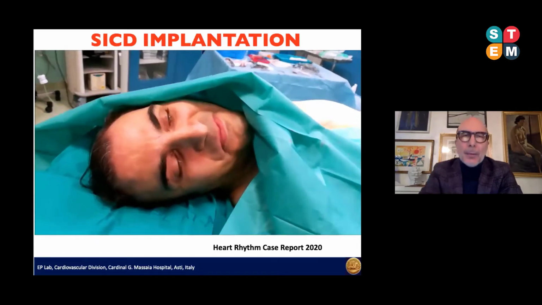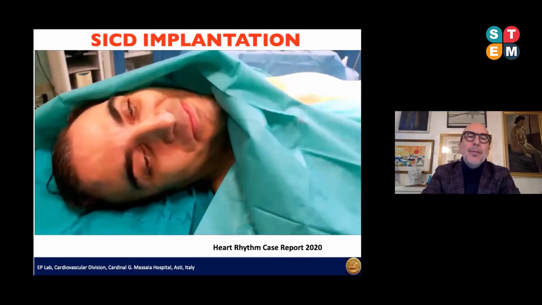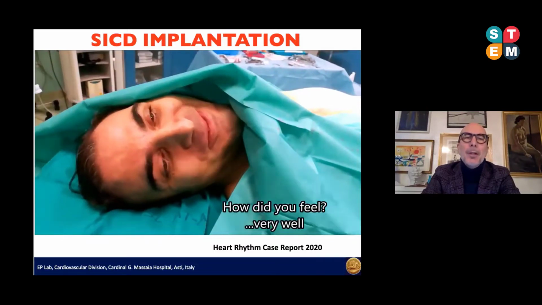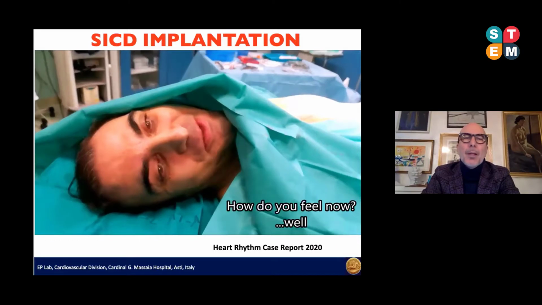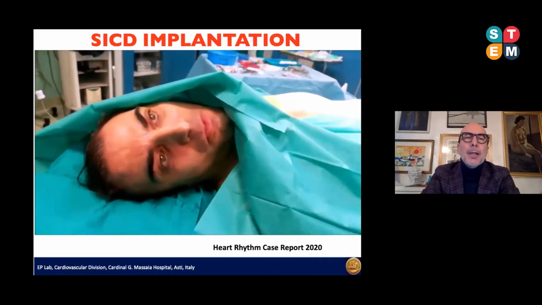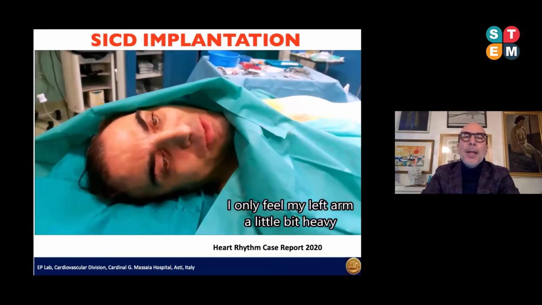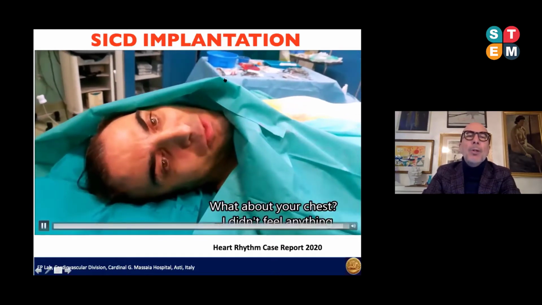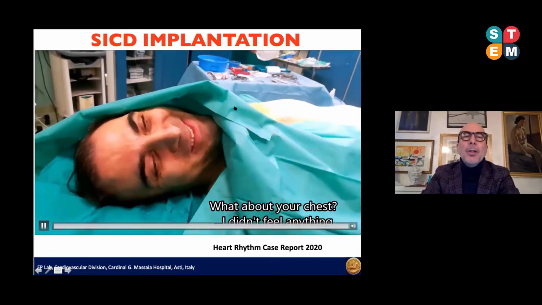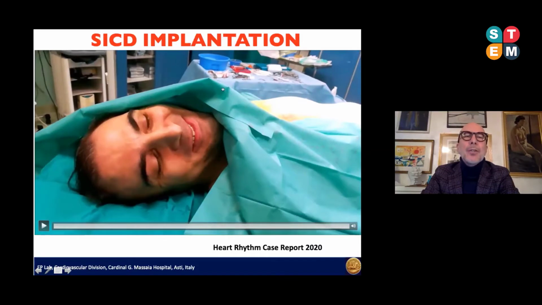The patient is smiling. So he's telling me that he has no pain. The only thing is that the left arm was heavy, because I forgot to give a suggestion about the left arm during the focus on analgesia. And this is the proof of the power of this technique.